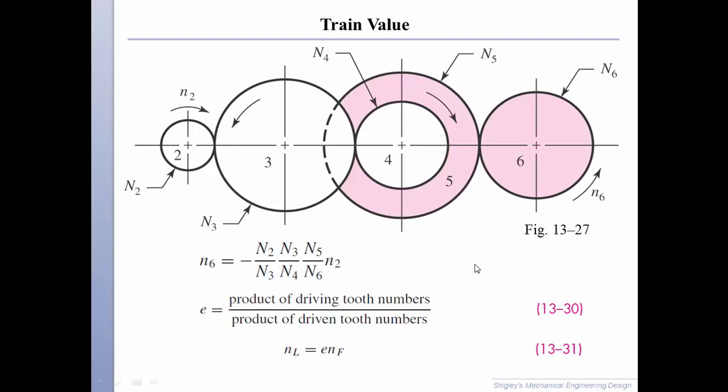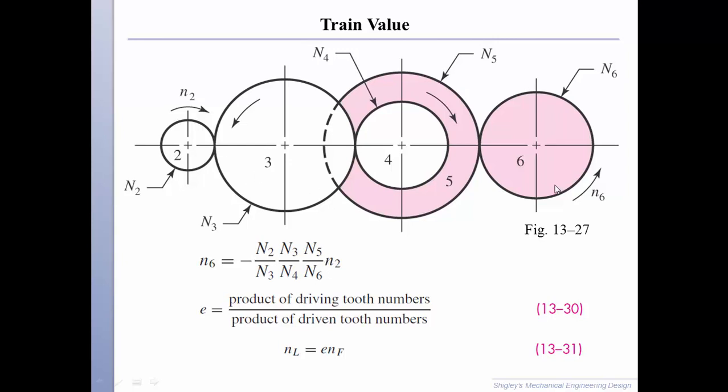Let's go take a look at this book example. So here we're going to treat gear 2 as the input, and we're going to treat gear 6 as the output. So the way the book wrote it is the speed of the last gear, capital L for last, is equal to the train value times the speed of the first gear. So the first gear is n2, so that comes up here. And the last gear is n6, so that is here. So this value here is the purported train value.